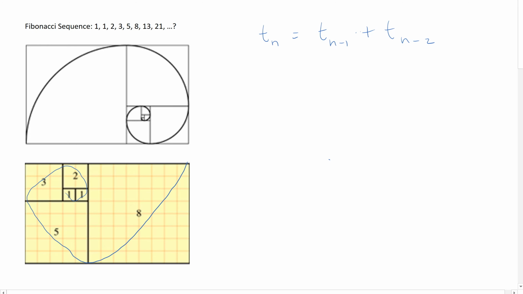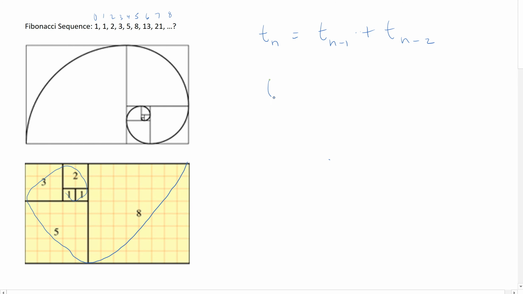Now, in computer science, we're going to start off with the first term being t0. A lot of times in computer science we start at 0, so it matches up, but often in math we start at t1. So I just want to explain what we're doing here. So 0, 1, 2, 3, 4, 5, 6, 7, 8.